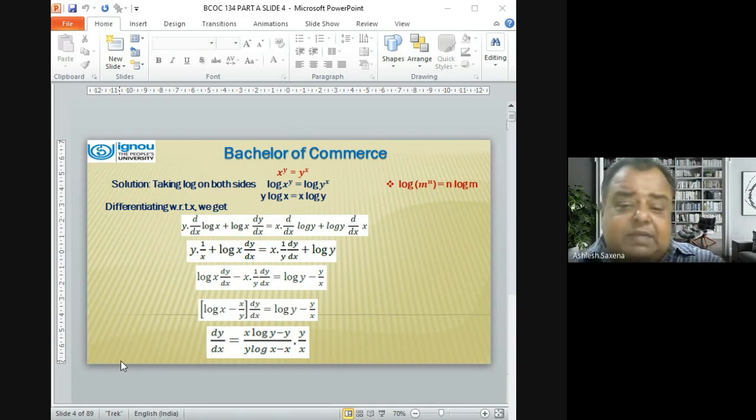So dy by dx will be equal to x log y minus y upon y log x minus x times y by x. This is the derivative.